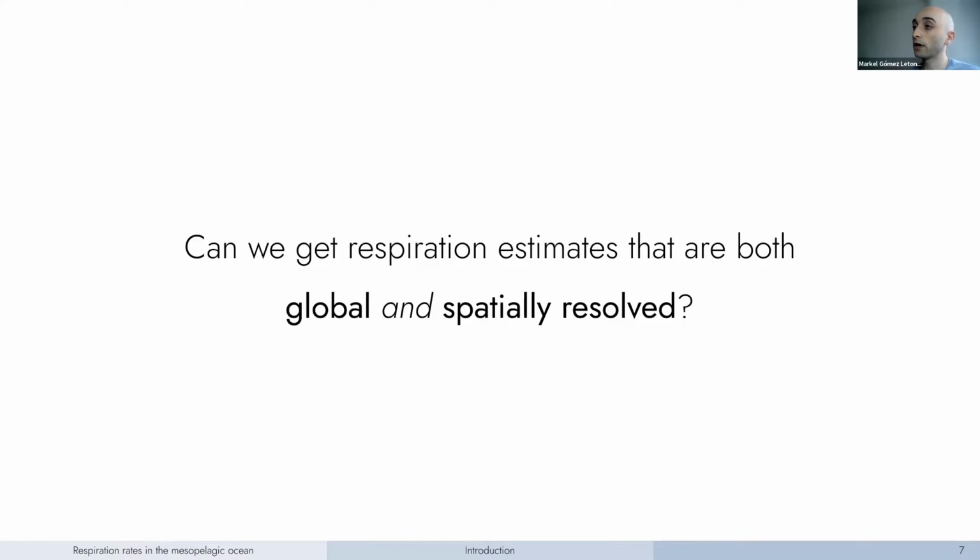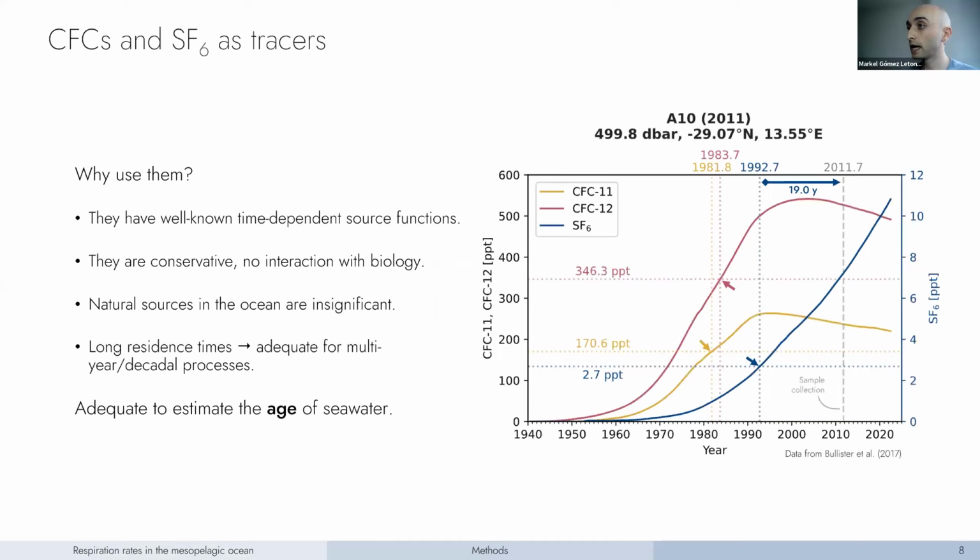And of course, for that, we need, on the one hand, oxygen measurements, but on the other, some sort of variable that gives an idea of how time passes. So for that, we have followed previous works and used transient tracer gases, and specifically CFC11, CFC12, and SF6 to compute the ages of seawater samples.